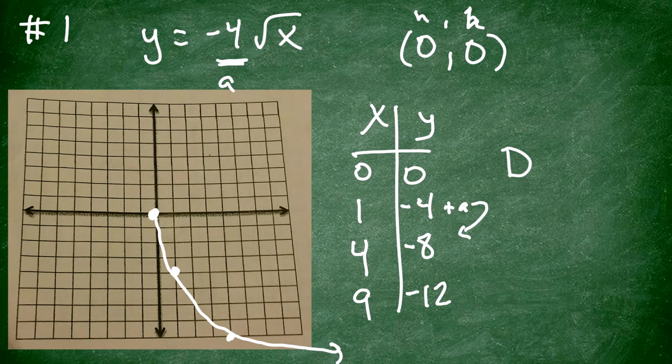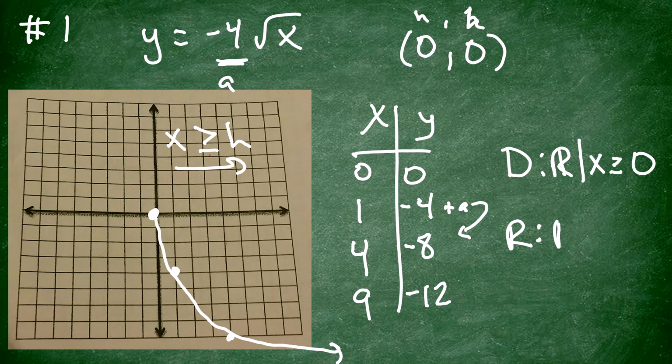You can't do that. Domain is all the reals such that x, and since the graph's going to the right, it means it's greater than whatever h is, which is 0. Now the range, all the reals, such that y, you can use a comma if you don't want to use that bar. Since it's going down, y is less than k, so I have y is less than or equal to 0. And that's it.